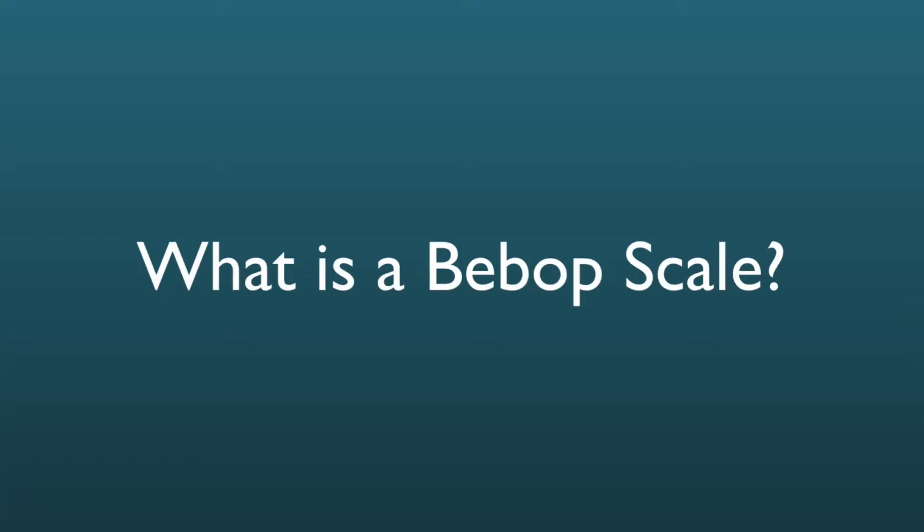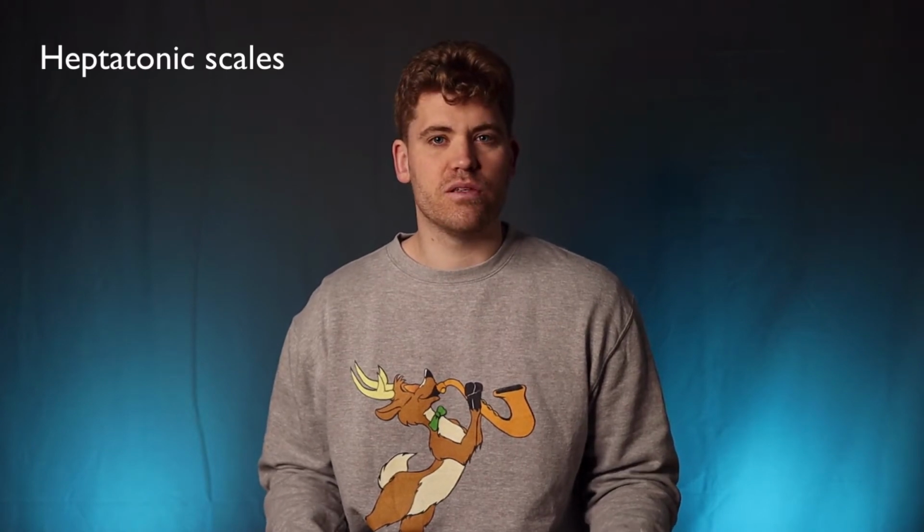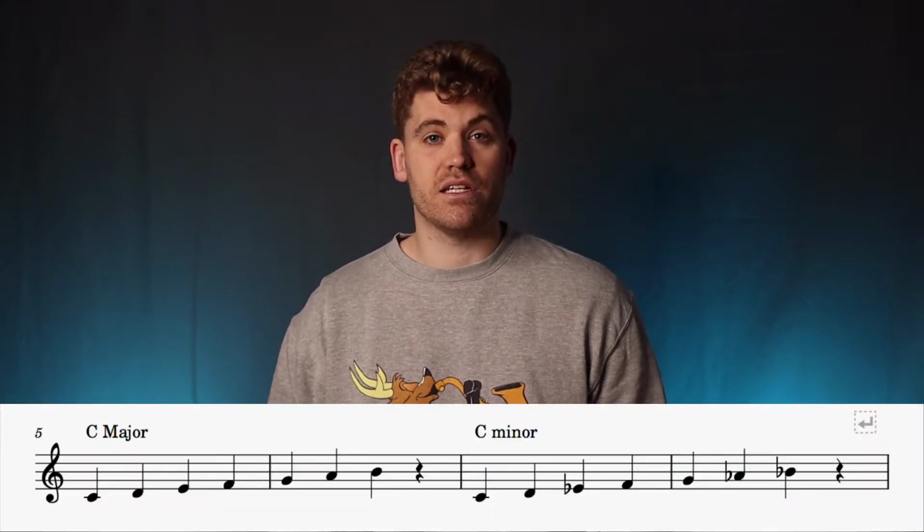What is a bebop scale? The most common scales in Western music are made up of 7 notes. If you want to get technical, these are called heptatonic scales, meaning 7 tones. For example, your standard major scales and minor scales are both made up of 7 notes. Take C major and C minor as an example. A bebop scale is simply an 8-note version of a normal scale, a so-called octatonic scale. We add 1 note to our normal 7-note scale to modify it and turn it into a bebop scale.